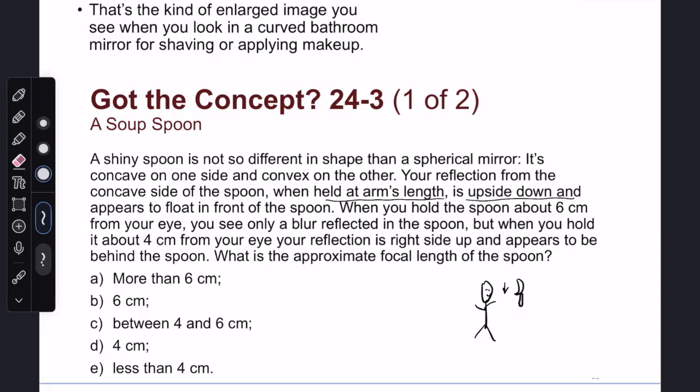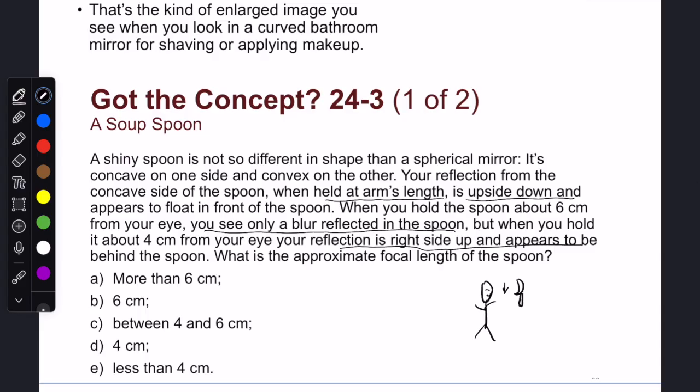And then we bring the spoon a little bit closer. We hold the spoon about 6 centimeters from our eye. When we do that, we only see blurriness. We only see a blurry reflected picture. And then we bring it even closer, about 4 centimeters from your eye. And finally, our picture turns right side up and appears to be behind the spoon. Can we use those 3 qualitative pieces of information to determine the focal length of the spoon?